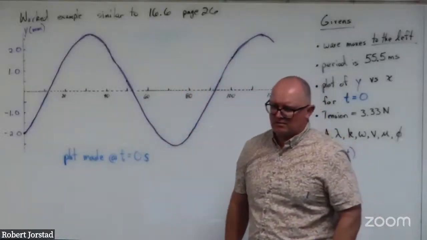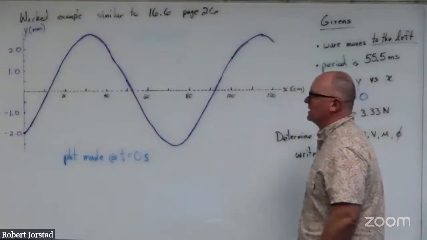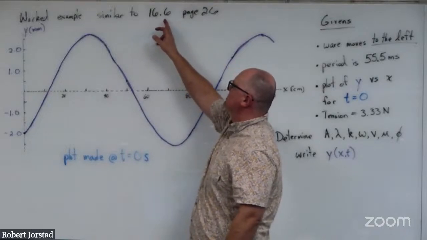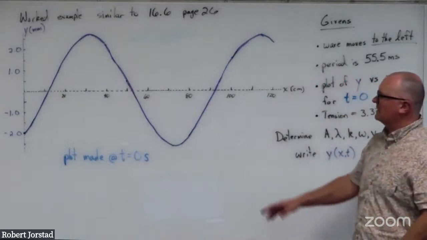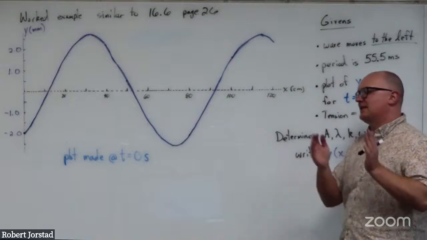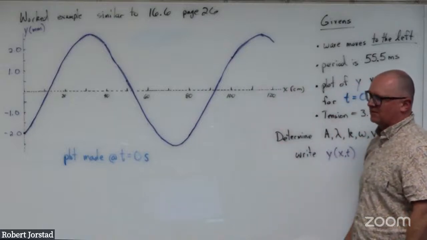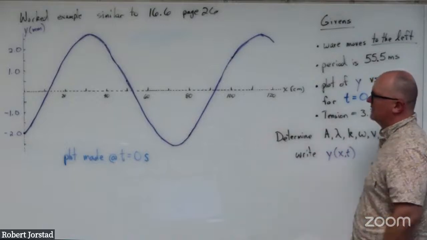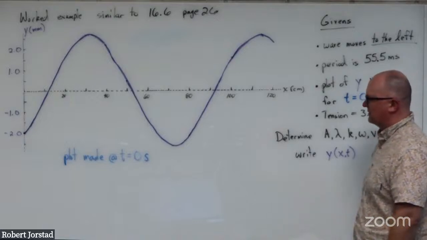All right, so my goal here is to give you a worked example which is similar but not exactly the same as, similar to 16.6 on page 26. So what I did is I made a totally different plot and I gave you some different knowns than I did in that workbook problem. So hopefully if you do this problem following along with the video, you could then try doing that other problem by yourself and see that'll give you an idea of how I might mix this up on exam day.